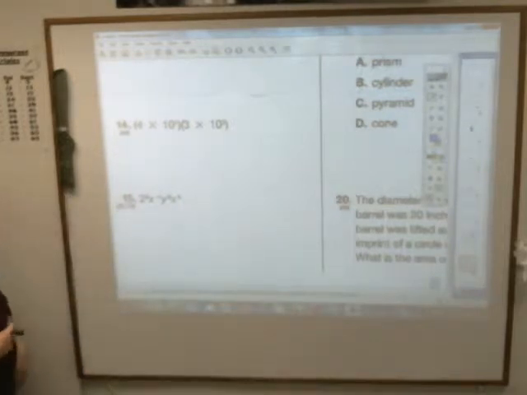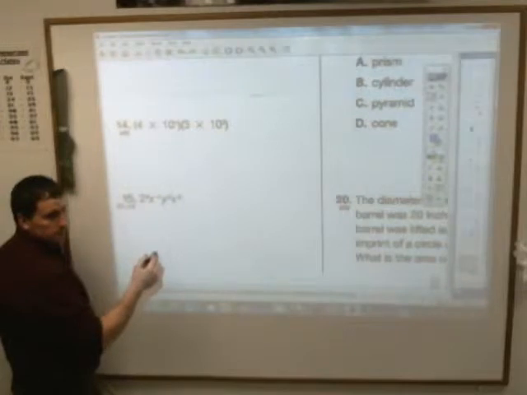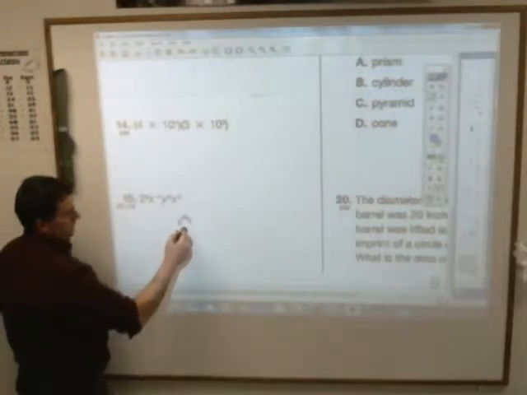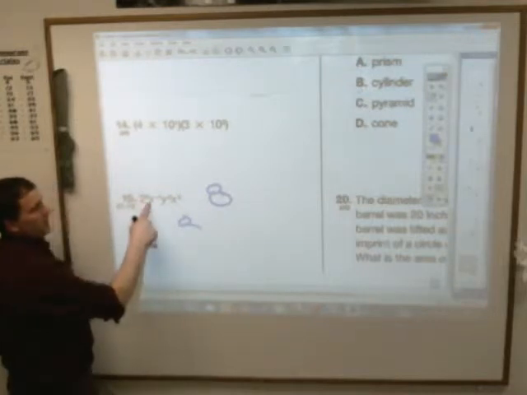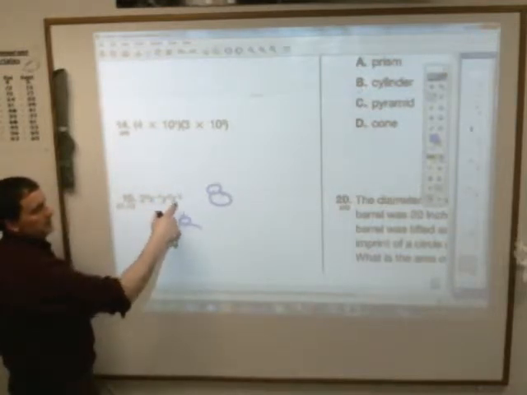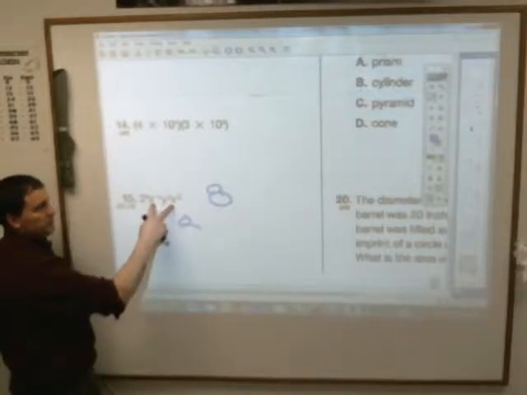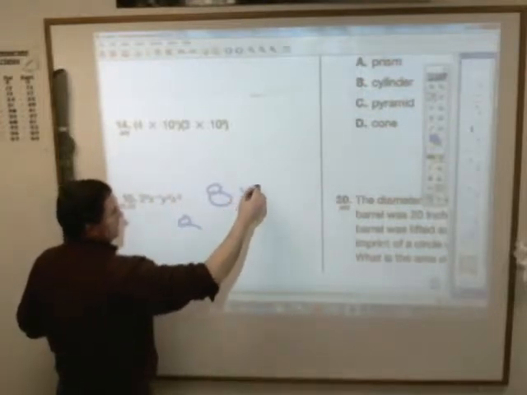Let's take a look at number 15. The first thing is do the number. What is 2 to the third power? 8. Let's put it over here. And now you have x to the negative 1 power multiplied by x to the third power. What do you do when you're multiplying exponents? You add their exponents together. It's x to the second power.